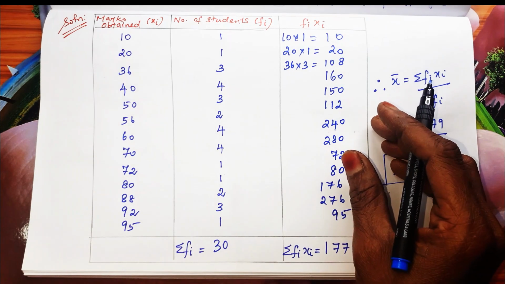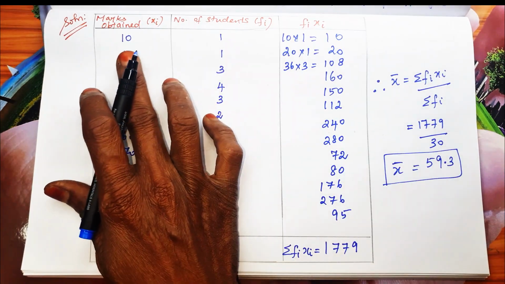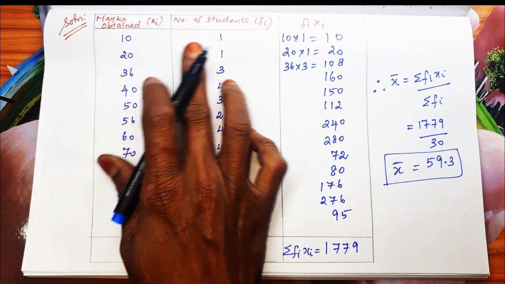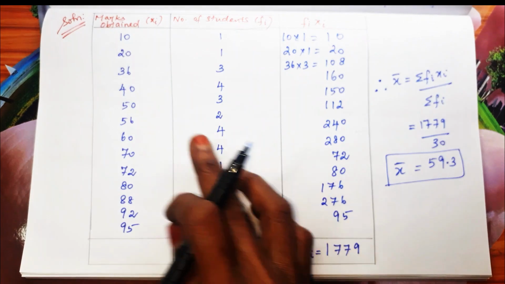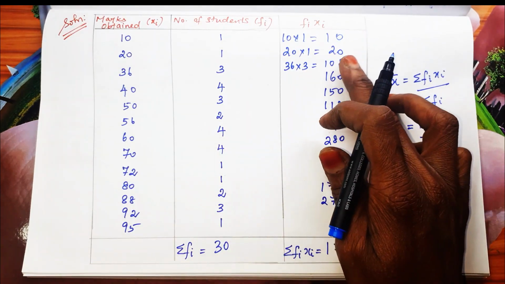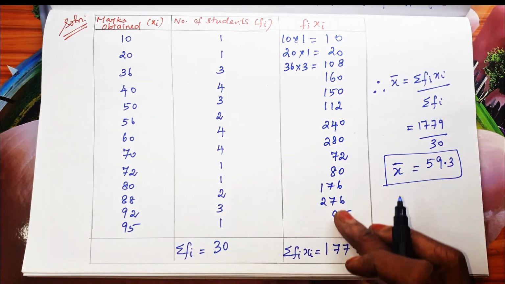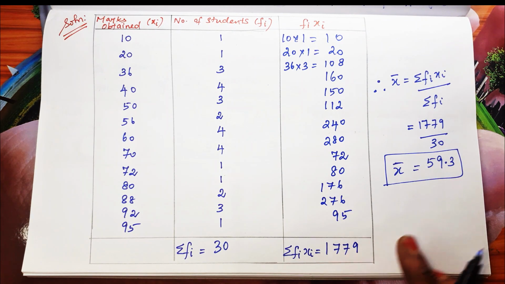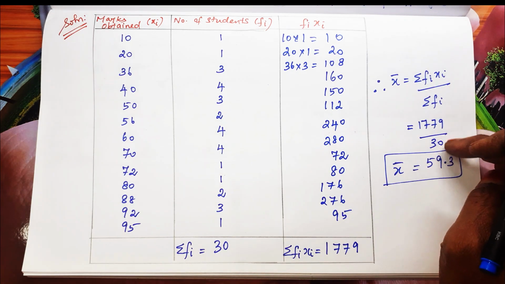In the direct method, xi values are 2 digits and fi values are single digit. When we multiply, we are getting 2 digit and 3 digit values. But while adding, we are getting a number which has 4 digits, right? It is a 4 digit number, right? 4 digit number divided by a 2 digit number.